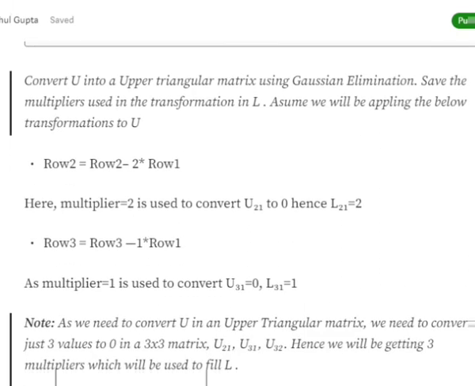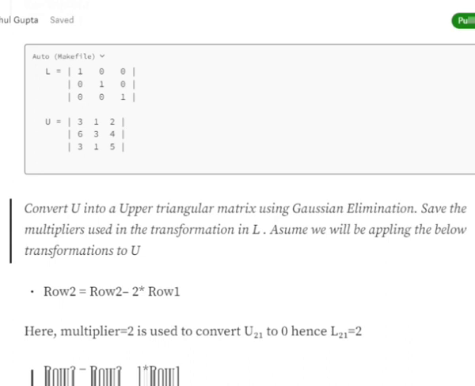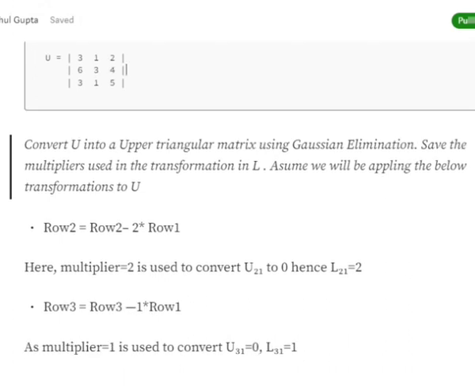Now, once we are performing this first operation, the multiplier used with the other row is 2. And which value are we trying to convert to 0 using this multiplier? That is u21, second row first column, right? So eventually L21 becomes equal to 2. This is the logic. Eventually we'll be converting U into an upper triangular matrix, and whatever multiplier we're using for a particular position, we will be placing that multiplier in the L matrix also.